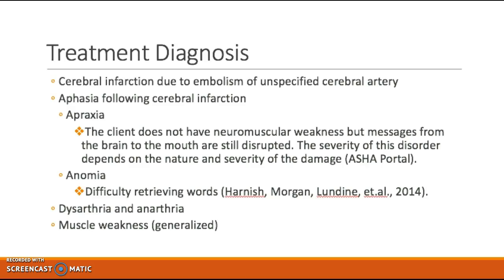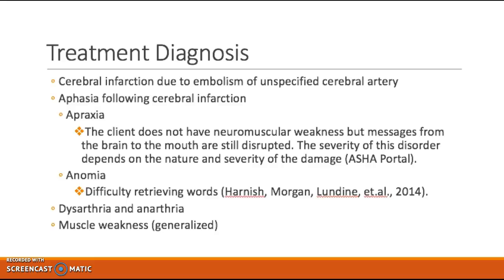Okay, so although the client comes in with all of these diagnoses, we evaluate and choose which are most important for our therapy plan. We noted that she presented with aphasia following cerebral infarct, resulting in anomia, which we know as a difficulty retrieving words. She also presented with apraxia of speech.